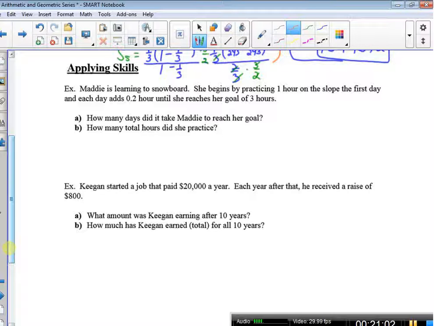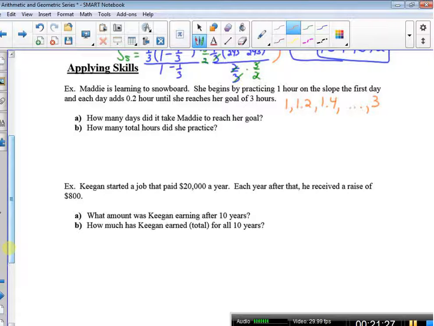Maddie is learning to snowboard. She begins by practicing 1 hour on the slope the first day. So 1 hour, and then she adds 0.2. So it'd be 1, 1.2, 1.4 each day until she gets to 3 hours. So how many days did it take Maddie to reach her goal? So we're kind of looking for what n is.